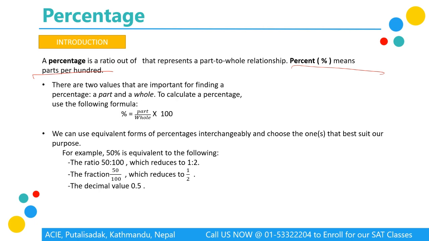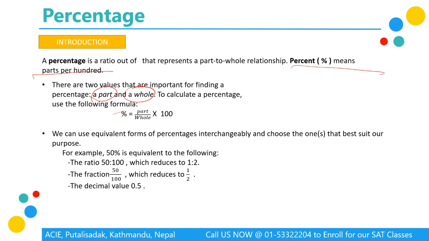So there are two values that are important for finding a percentage, a part and a whole. To calculate a percentage, use the following formula. We all know the formula: part by whole into 100. We can use equivalent forms of percentages interchangeably and choose the ones that suit our purpose the best.